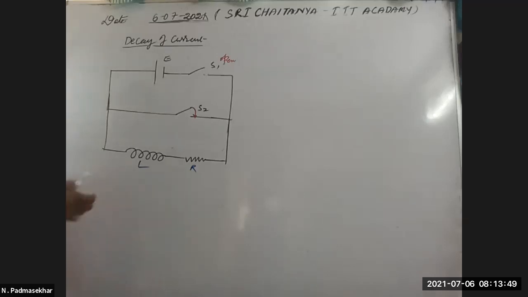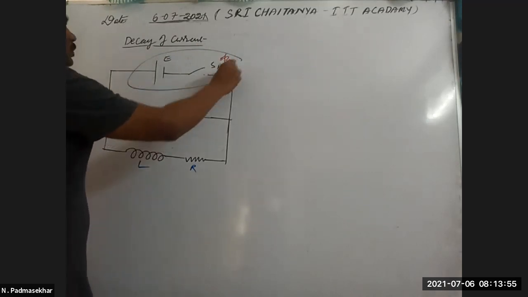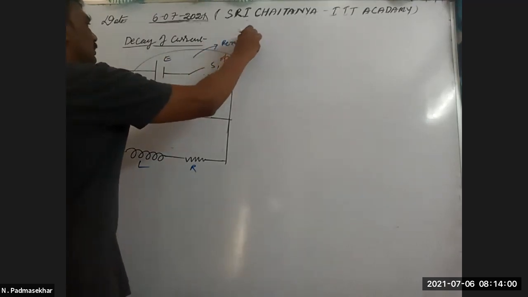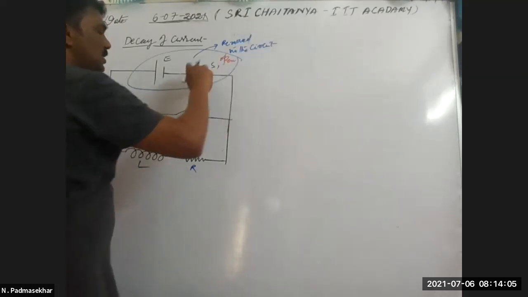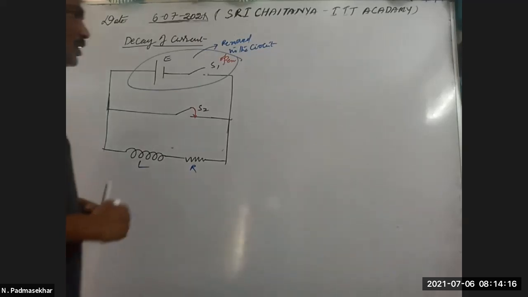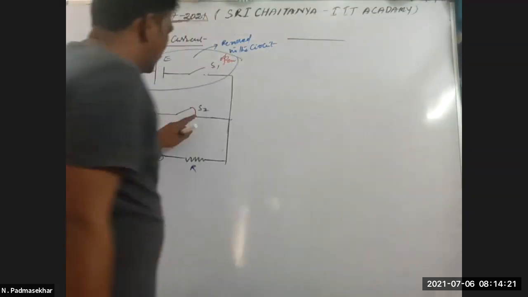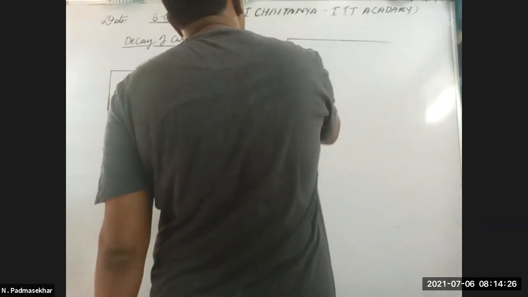So once this is open, what is the meaning of that? This cell is removed from the circuit. The cell is not in the circuit, it is as if the cell is removed. So now the circuit is like this. What will the circuit look like now? I have closed this. There is no battery.